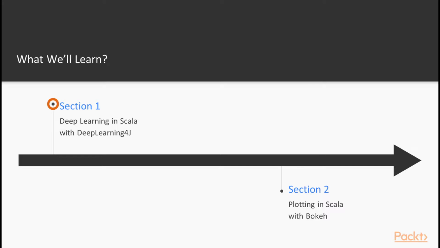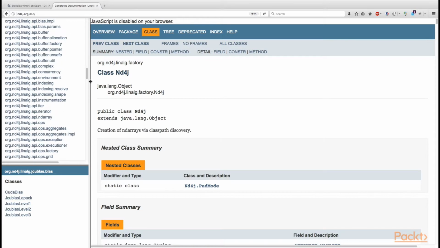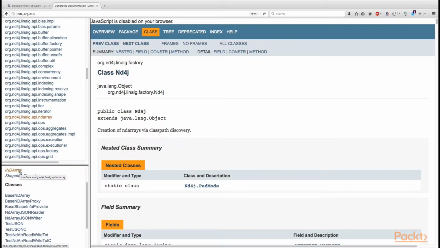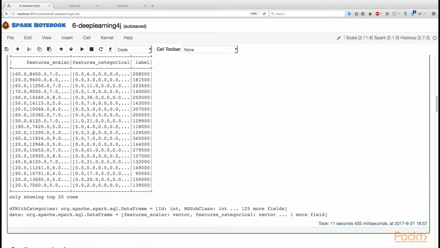So the first section of the course deals with the library called Deep Learning for J. Deep Learning for J allows you to construct deep learning models in Scala. Besides deep learning models, it also has a pretty flexible API that makes it possible to construct a wide range of other models in this library. And given that Spark has a lot of hard-coded models, that might not always be enough. In case you want to do deep learning or build some non-conventional model, you might want to have a look at Deep Learning for J.